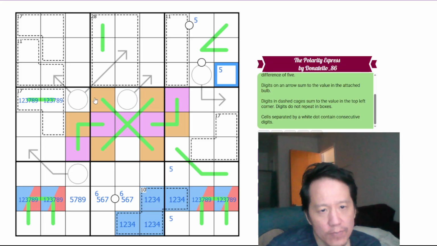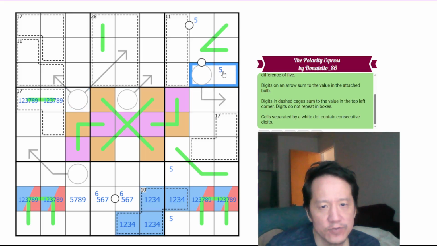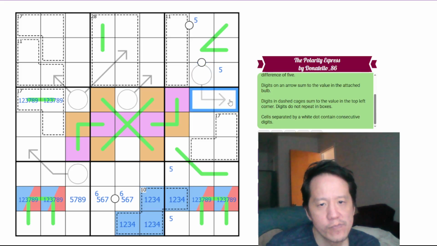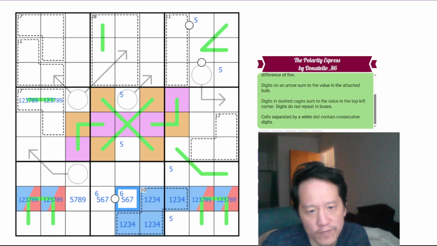Okay. Because in row 4, where is the 5? It has to be here, here, or here. If this is 5, neither of these could be 5. If one of these is 5, this can never be 5. Okay. 5 is one of these two digits here. So this can never be 5 here.